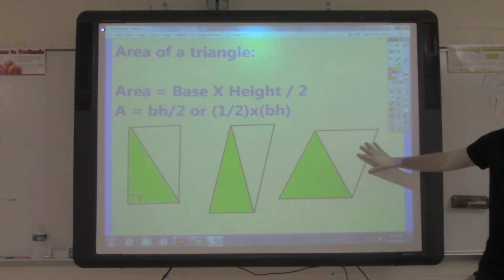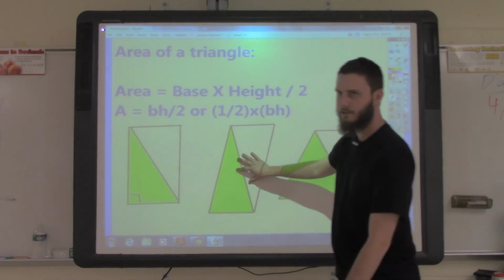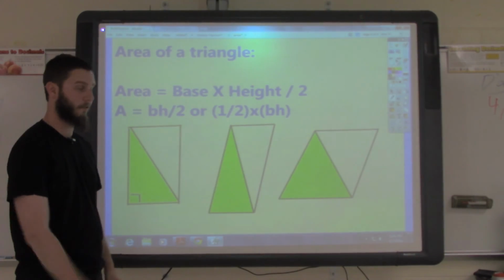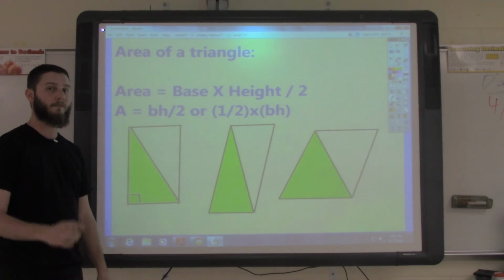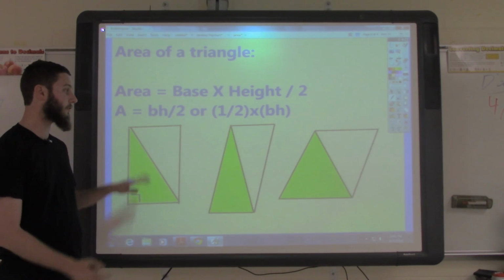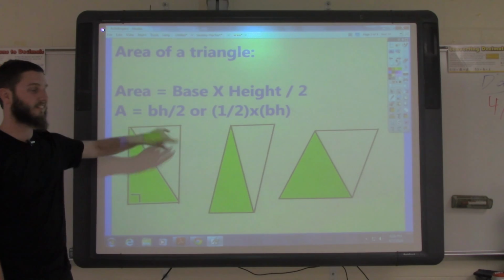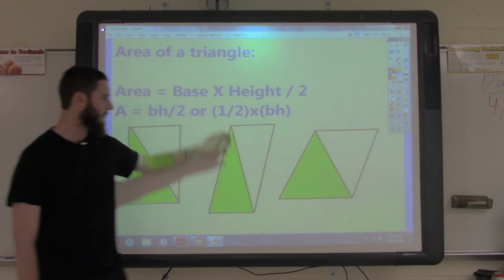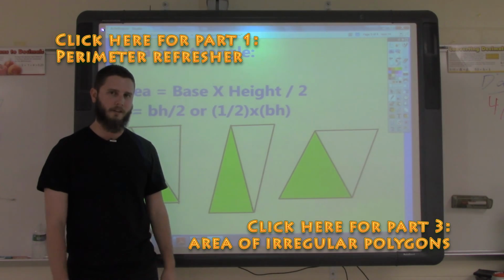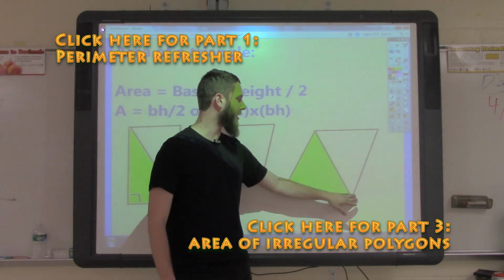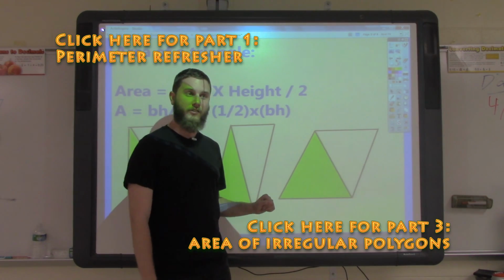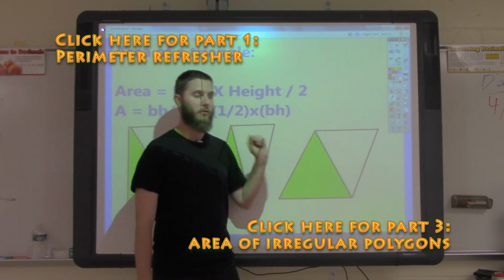Every single triangle, no matter its shape, no matter its size, is only half of another shape, a parallelogram. This is why you always have to divide by 2. I just thought I'd put up this little example so you could see this right triangle is half of a rectangle. This isosceles triangle is half of a rather thin and tall parallelogram. And this other triangle, I believe I drew it to be an equilateral triangle, is just half of an ordinarily shaped parallelogram.